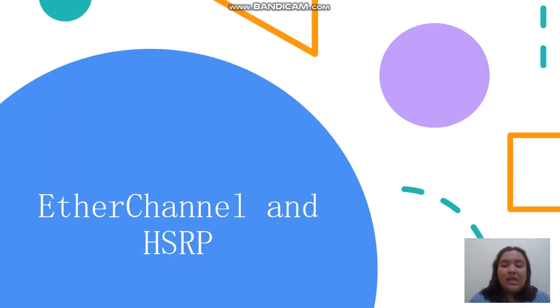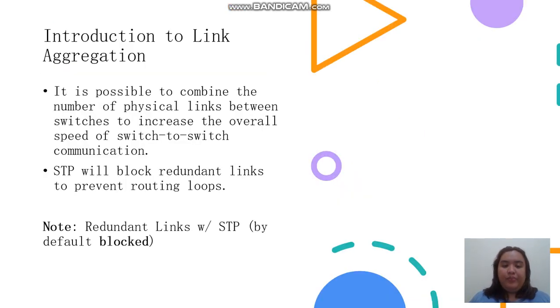And the last topic is EtherChannel and HSRP. So, introduction to link aggregation. It is possible to combine a number of physical links between switches to increase the overall speed of switch-to-switch communication. STP will block redundant links to prevent routing loops. Remember, redundant links with STP are blocked by default.